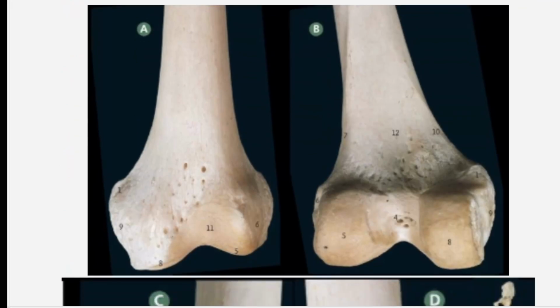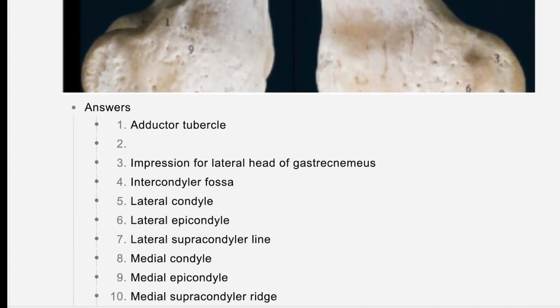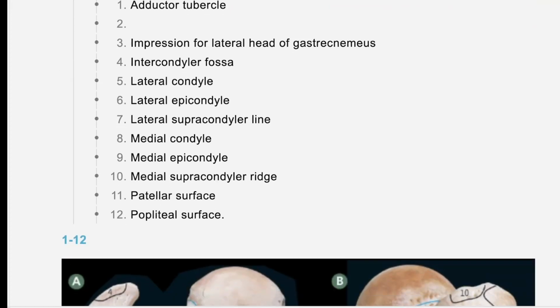This one, that's the distal part of the femur. So in A, we're looking from anterior, and B, we're looking from posterior. So 1 is the adductor tubercle, 9 is the medial epicondyle, 8 is the medial condyle, 11 is the patellar surface of the femur, 5 is the lateral condyle, 6 is the lateral epicondyle, and 7 is the lateral supracondylar ridge, and 10 is the medial supracondylar ridge. Same structures in here, and these are the answers.